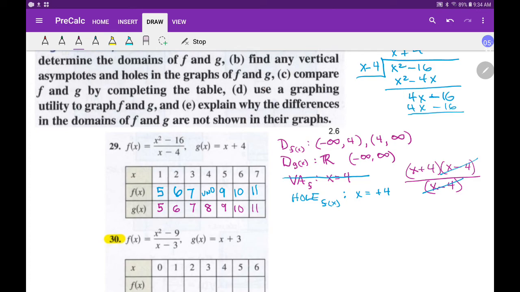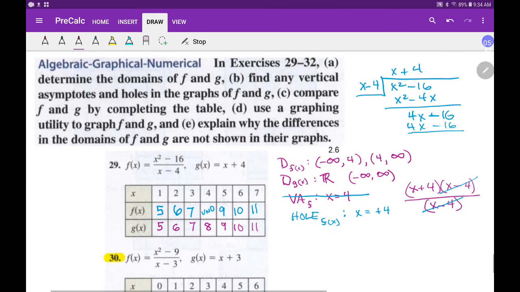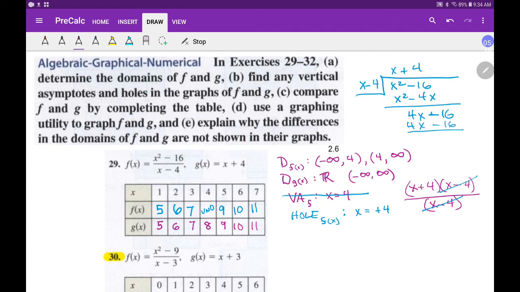Okay, so go ahead and graph on your utility, on your calculator or on Desmos, and compare. And think about the slant asymptote, and think about where the hole is and that kind of thing.